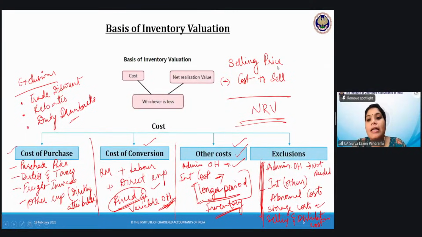Right? So NRV is selling price minus any cost you have to incur to sell that product, that is removed, and whatever amount is remaining is called NRV, net realizable value. Clear? Yes or no?